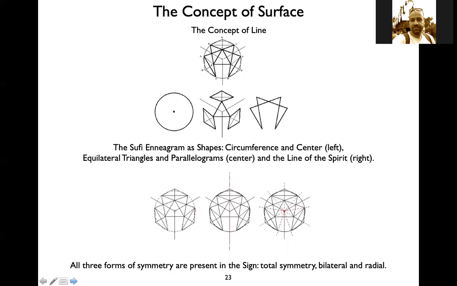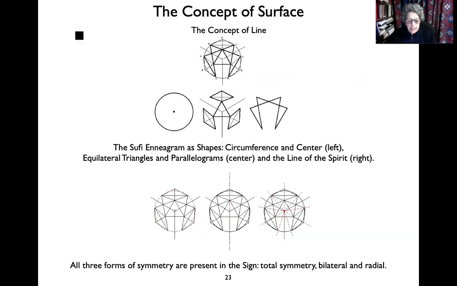So we continue with the concept of surface, and the concept of the line, the Sufi Enneagram as shapes: circumference and center, equilateral triangles, and parallelograms, for instance, these. And the line of the spirit, which has created these empty spaces, these void spaces, which became the parallelograms, or part of them are here, but half is not there, for instance. And then all three forms of symmetry are present in the sign. This is a sign of total symmetry.